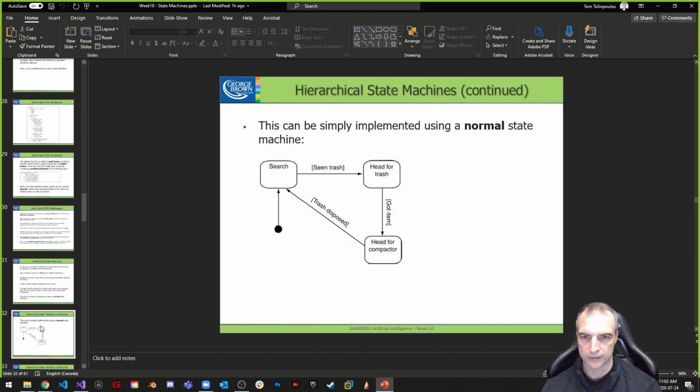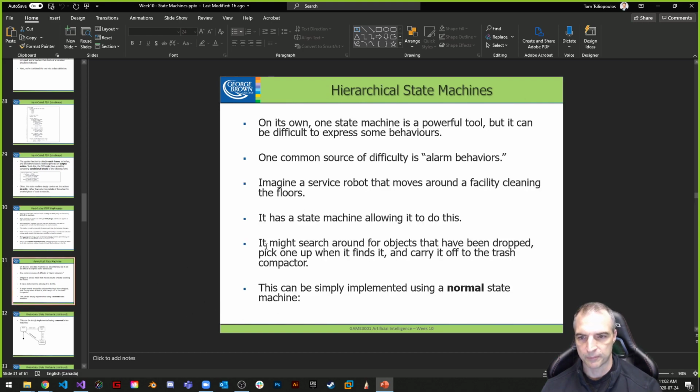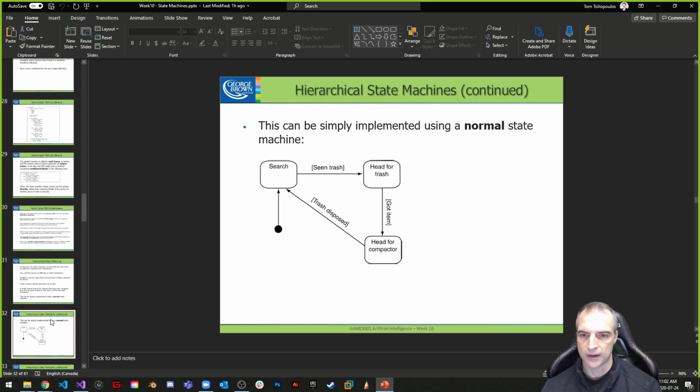We can look at a robot, right? The example might be a service robot that moves around a facility cleaning the floors. It has a state machine to do this. It might search around for objects that have been dropped, pick one up when it finds it, and carry it off to the trash. But sometimes the robot also has to charge, and if it runs out of charge, then maybe it's not going to be able to do what it's supposed to do. So again, you can see the entry point.